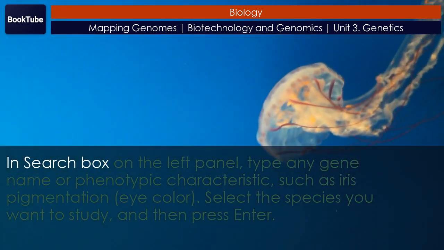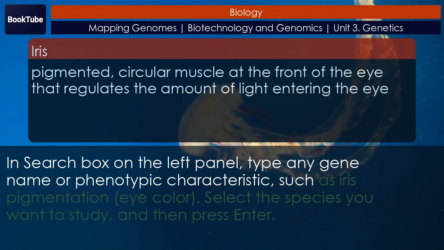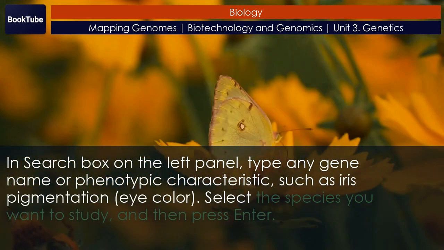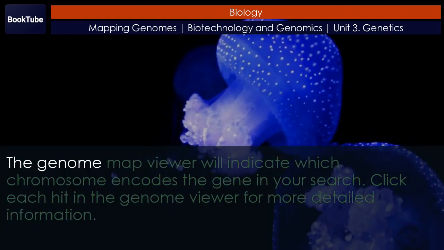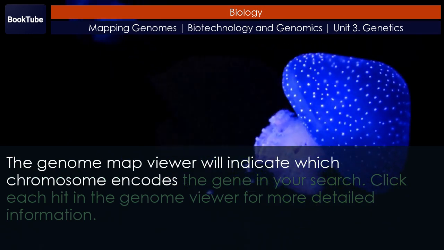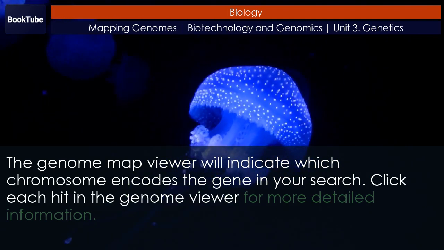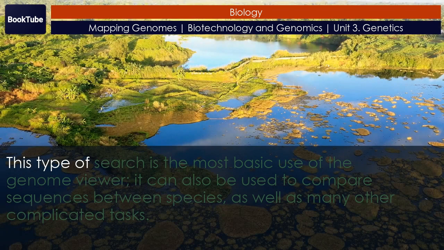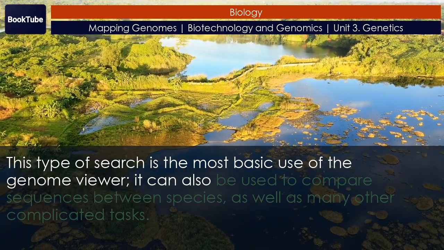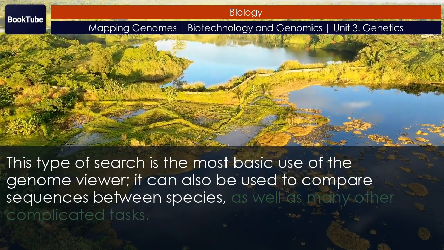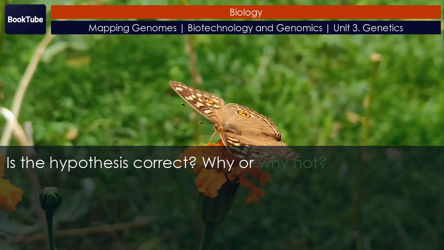To test the hypothesis, in the search box on the left panel, type any gene name or phenotypic characteristic, such as iris pigmentation, eye color. Select the species you want to study, and then press enter. The Genome Map Viewer will indicate which chromosome encodes the gene in your search. Click each hit in the Genome Viewer for more detailed information. This type of search is the most basic use of the Genome Viewer. It can also be used to compare sequences between species, as well as many other complicated tasks. Is the hypothesis correct? Why or why not?